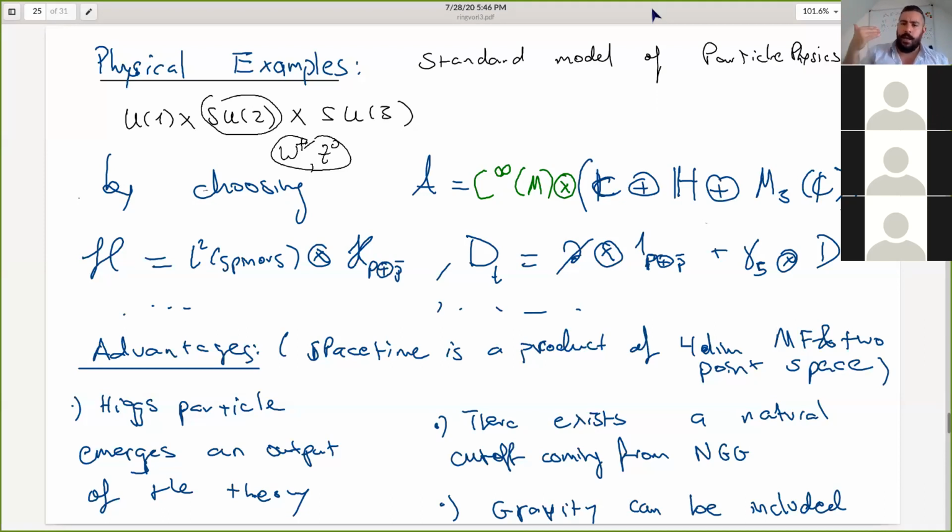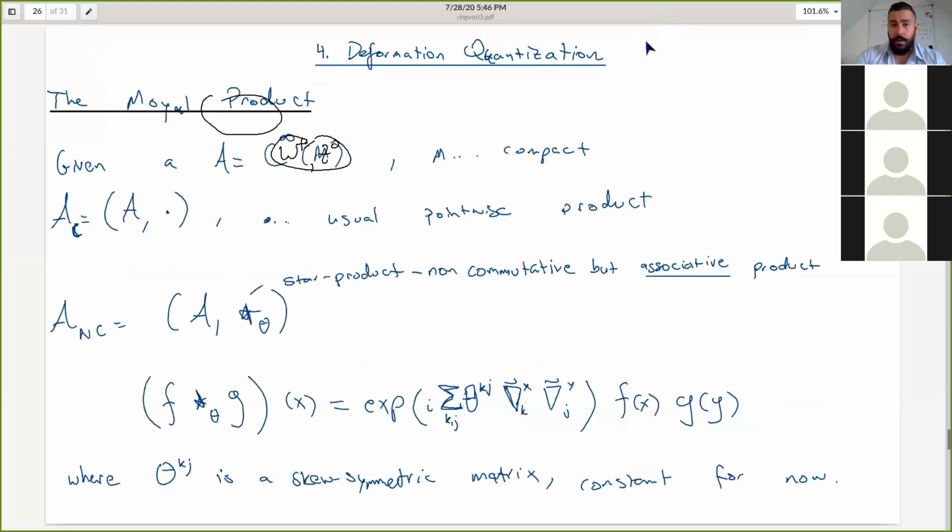Usually these things are put in by hand, and non-commutative geometry, in a sense, gives you a natural cutoff, and gravity can be included in those theories as well. A very big disadvantage, although, is that these theories are usually done on Riemannian manifolds, while real physics happens on Lorentzian manifolds. So this is, in a sense, a very big disadvantage of those theories.